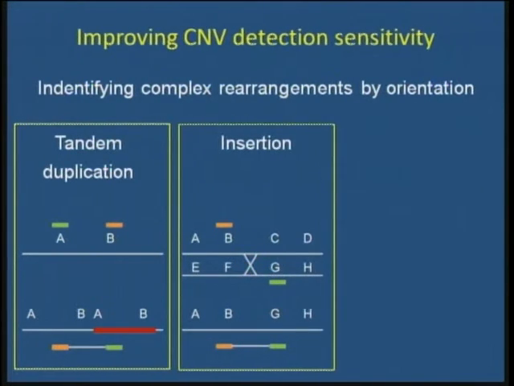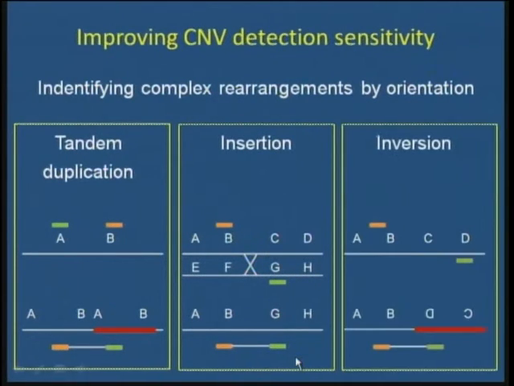The same with an insertion where GH is inserted beside AB. There will be a number of reads that span that region too. And finally, an inversion. AB, CD goes to AB, DC, and this will be mappable too with a mate pair library.